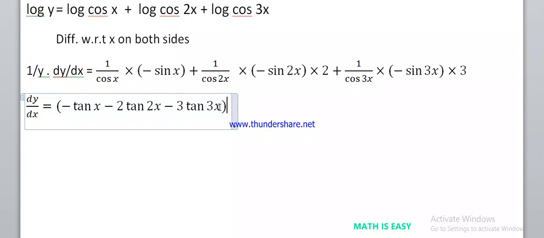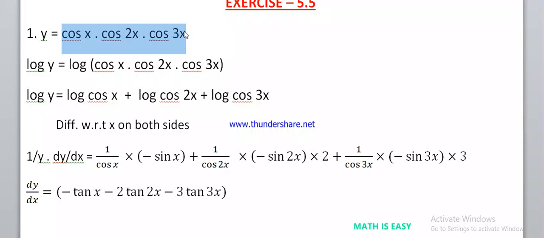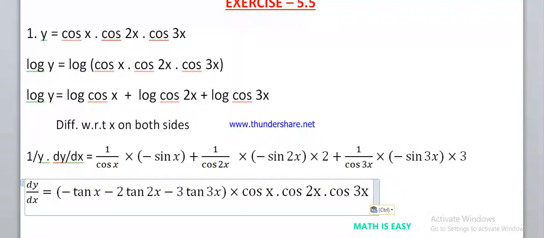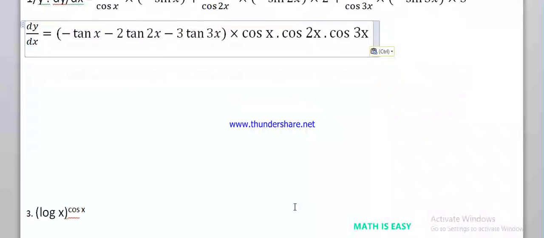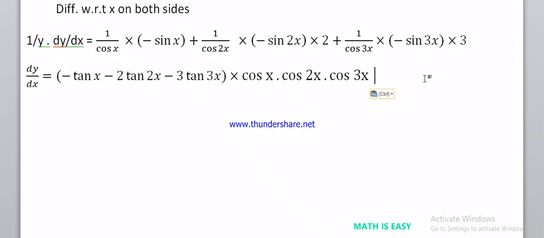Into y will come. Into y means what you have considered as y. I have considered y as this term, multiply by y. Y means cos x into cos 2x into cos 3x. Now what you can do is, I think let it be answer, no problem. Further you can simplify if you want only answer in terms of sin.